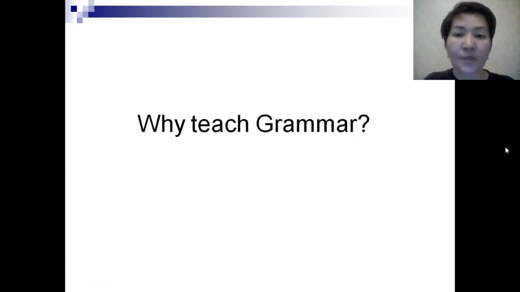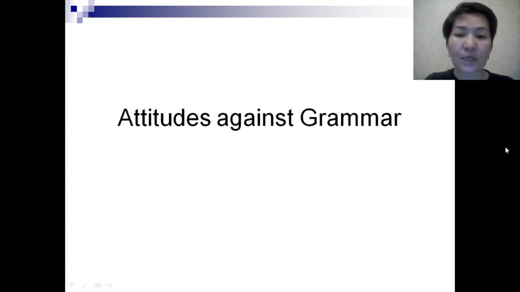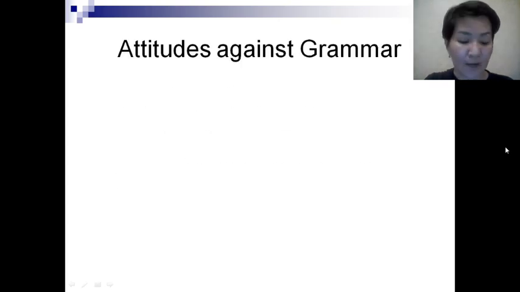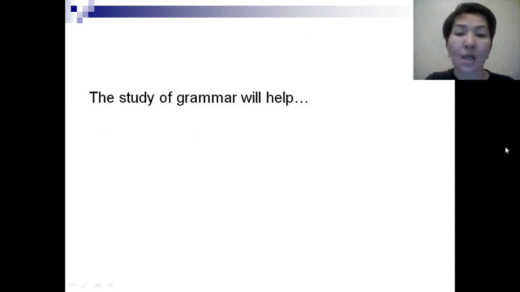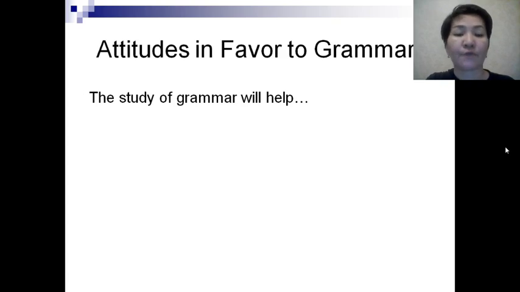And why teach grammar? Teaching grammar has two opposite attitudes. The first is attitudes against grammar. The famous linguists Stephen Krashen and Michael Lewis say that grammar is not very important and it doesn't imply effective use, and grammar is not the basis of language acquisition. But we also have attitudes in favor of grammar.